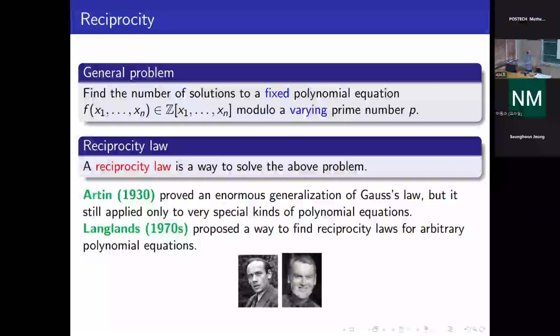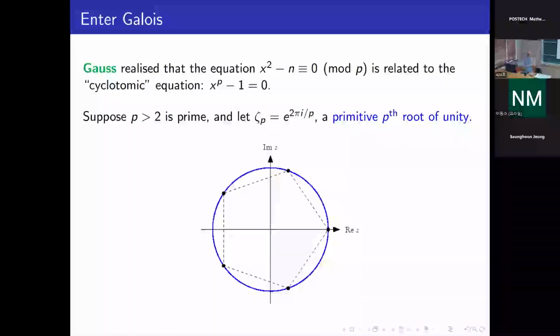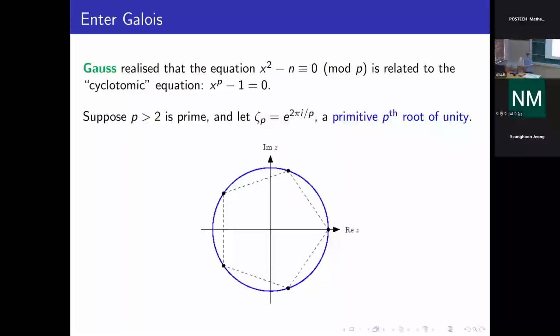I gave two particular instances of this reciprocity problem to motivate it in general. So now to go back to the beginning of squares modulo primes, Gauss realized that the quadratic equation you want to solve, x squared minus n is 0 mod p, is related to the cyclotomic equation x to the p minus 1 is 0.